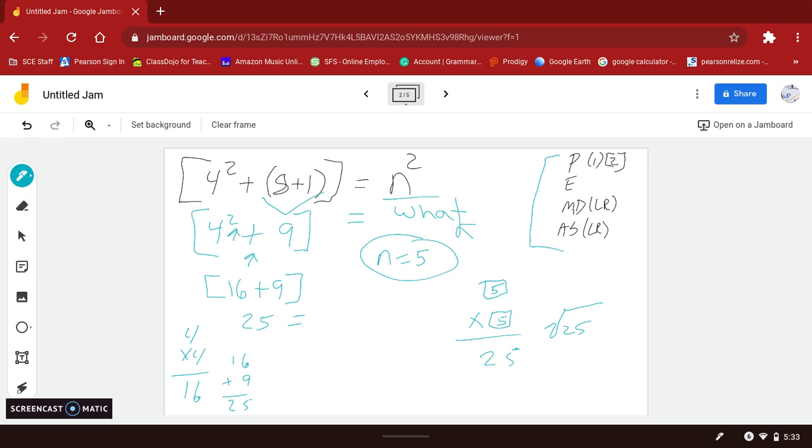Now you can check this one, but all it would be, oh, we'll check it. What's 5 squared? 5 squared is 5 times 5, which is 25. That was kind of an easy one.